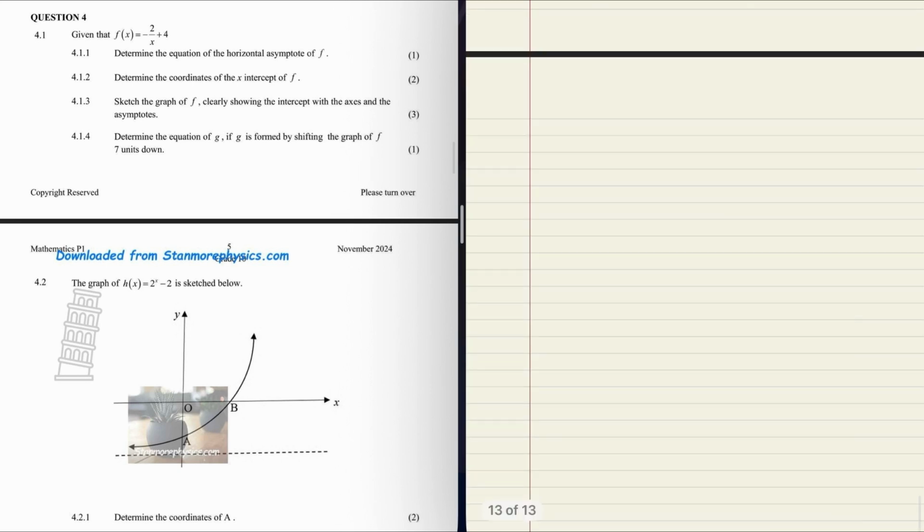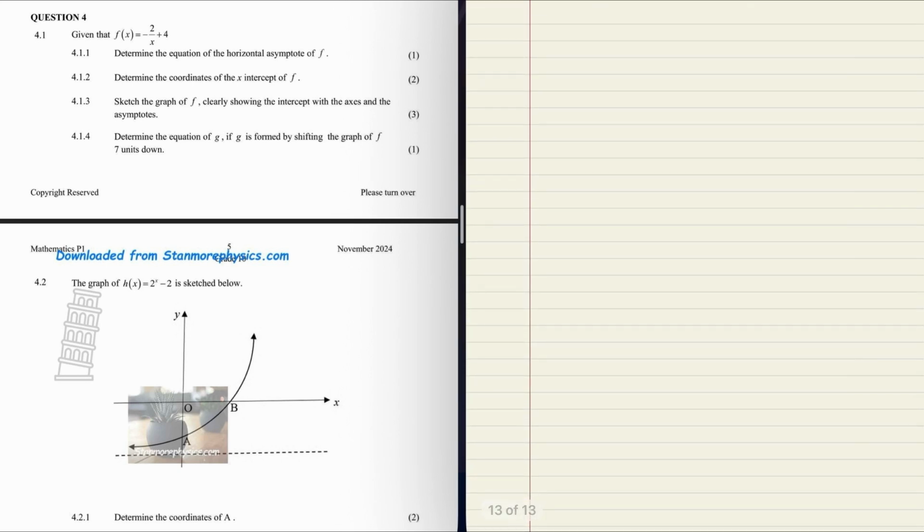Now let's take a look at question 4. Given that f of x is equal to minus 2 over x plus 4, determine the equation of the horizontal asymptote. Now the horizontal asymptote is going to be this value here. So y is equal to 4.